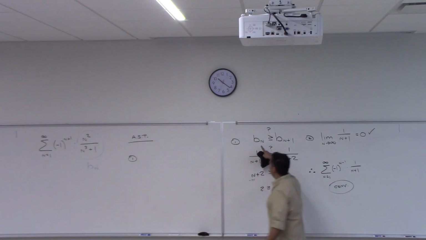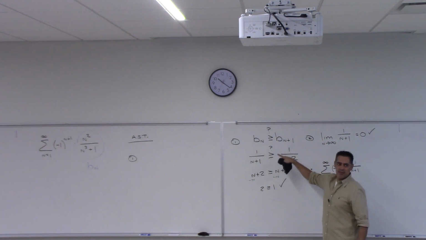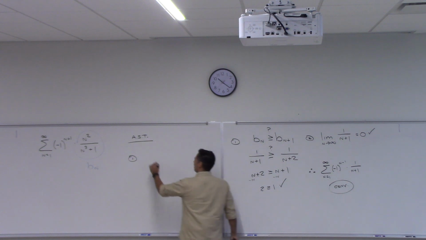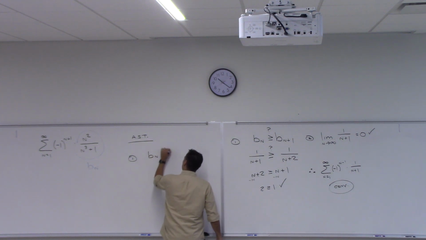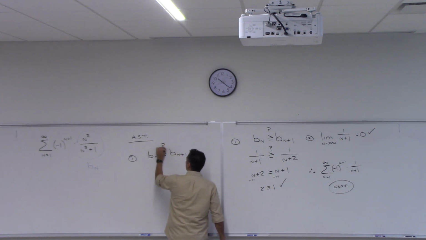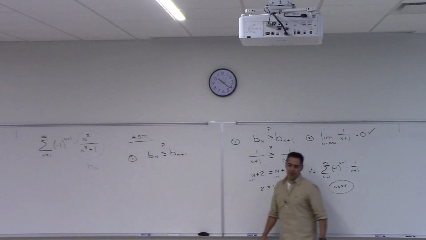All right, first thing. I want to show that this is true. Decreasing. You're going to do this: b sub n greater than or equal to b sub n plus 1. This is a question, right? I don't know if this is true. I want to see if it's true.